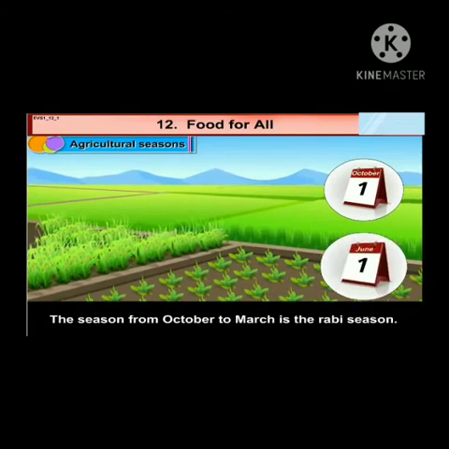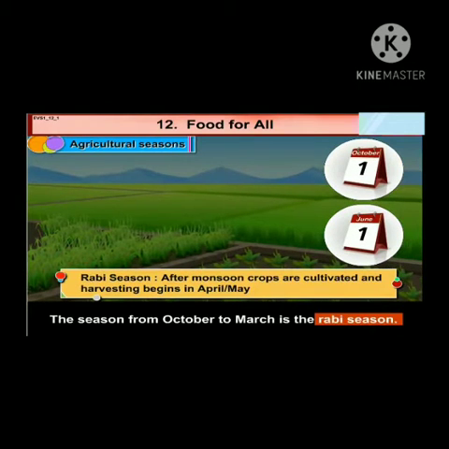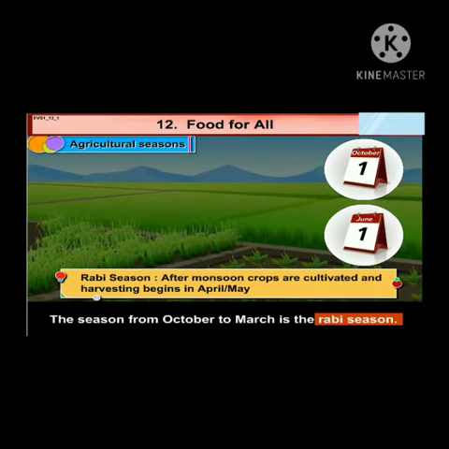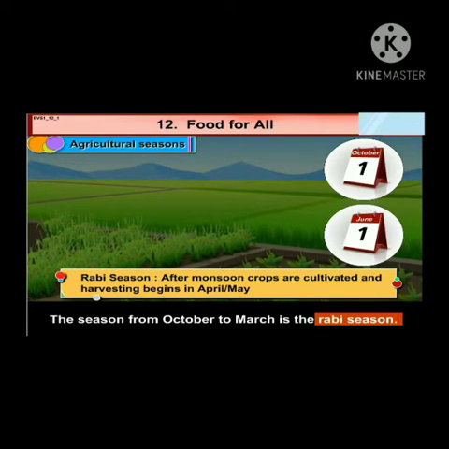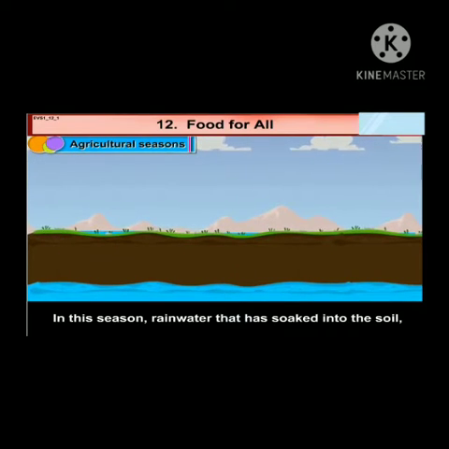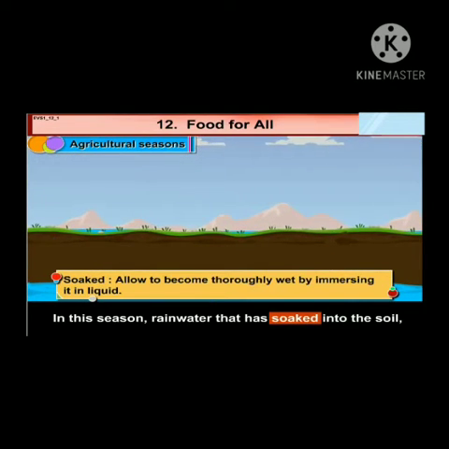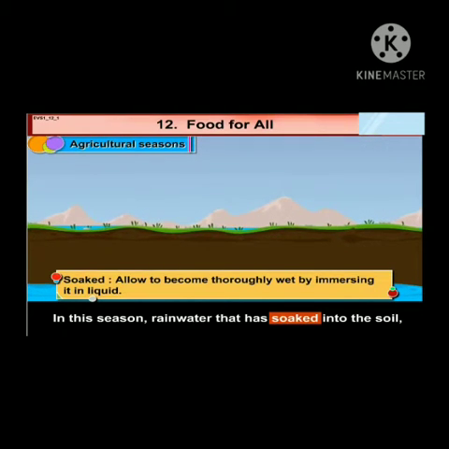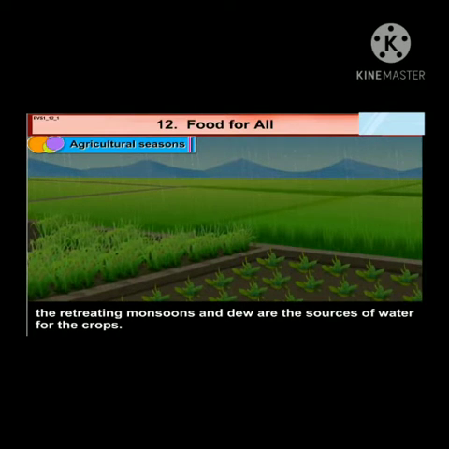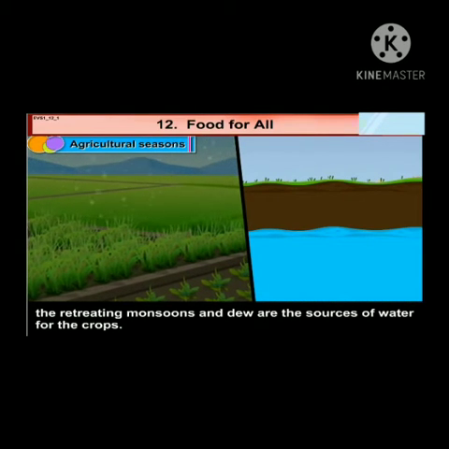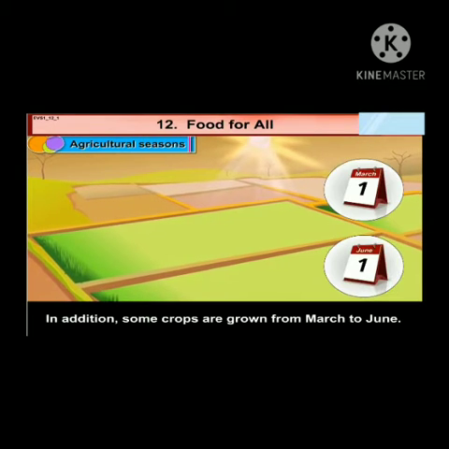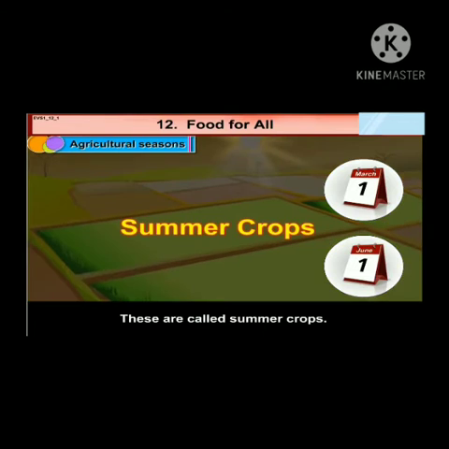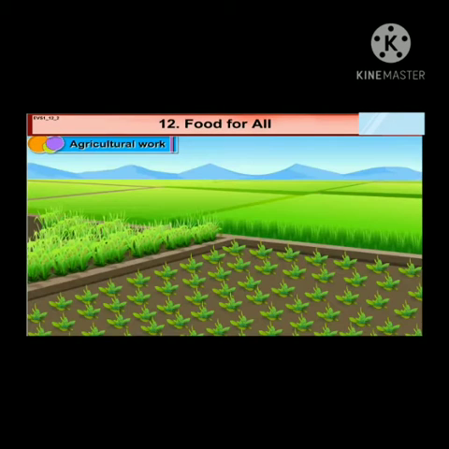The season from October to March is the Rabi season, the second one. After the monsoon, crops are cultivated and harvesting begins in April or May. In this season, rainwater soaks into the soil. What does soaked mean? Allowed to become thoroughly wet by immersing in liquid. The retreating monsoons and dew are the sources of water for the crops. In addition, some crops are grown from March to June. These are called the summer season.